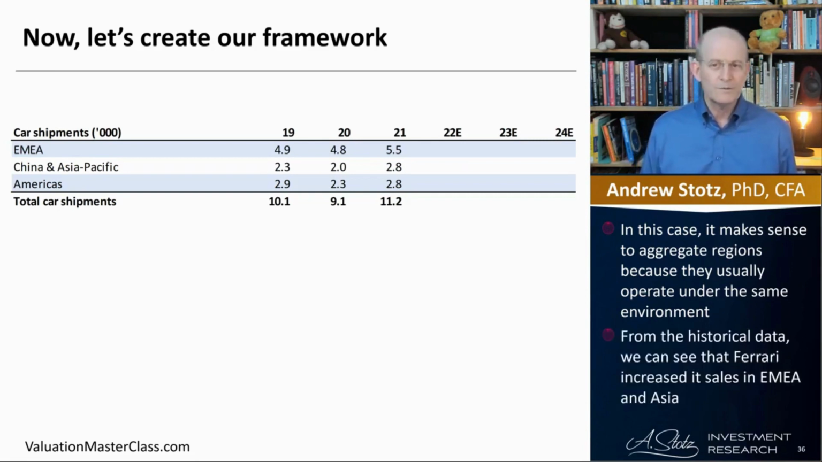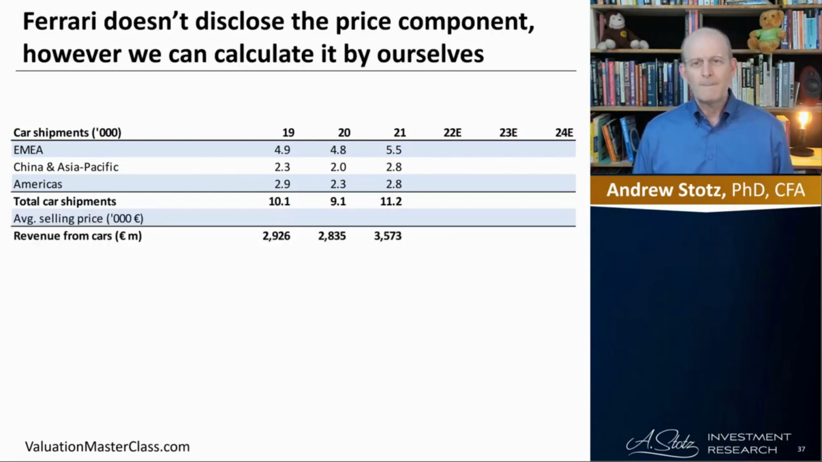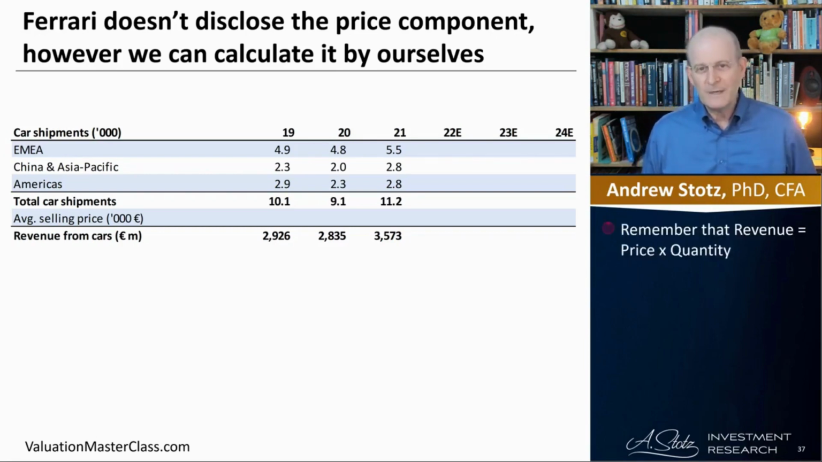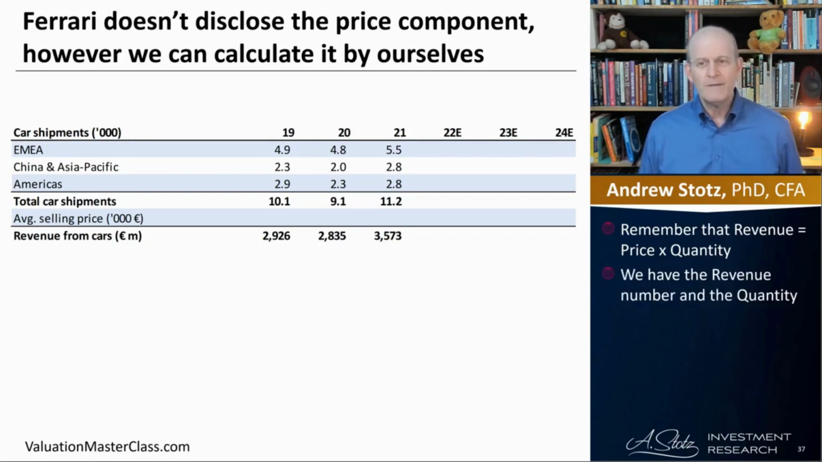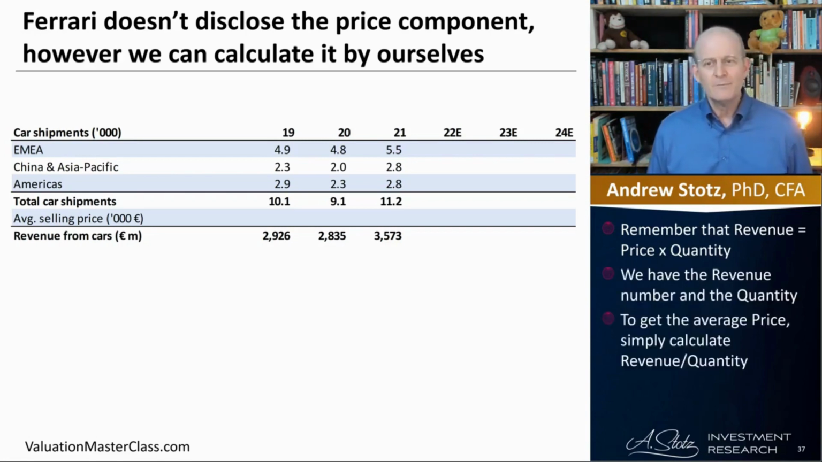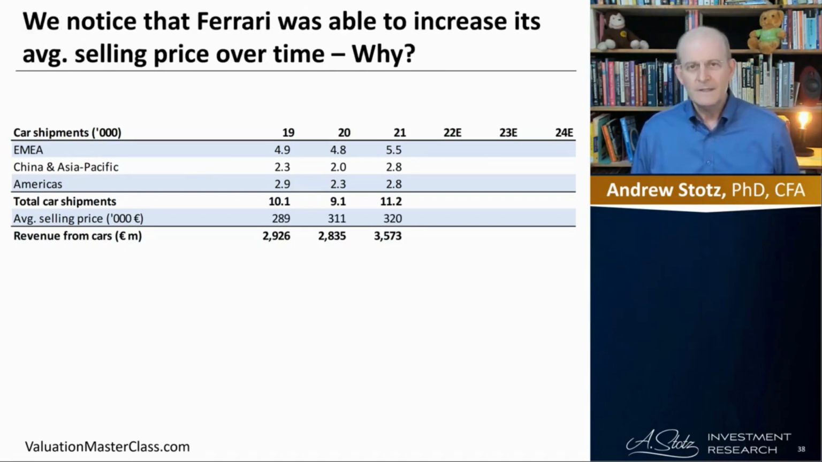And from the historical data, we can see that Ferrari increased its sales in Europe, Middle East, and Africa. So let's now think about the selling price for the car. How much does a Ferrari cost? I never bought one, so I really don't know. Remember, we're going back to price times quantity. We now have the revenue number and the quantity. To get the average price, we simply calculate revenue divided by quantity. And here you can notice that Ferrari was able to increase its selling price from $289,000 to $311,000 to $320,000 over the years.